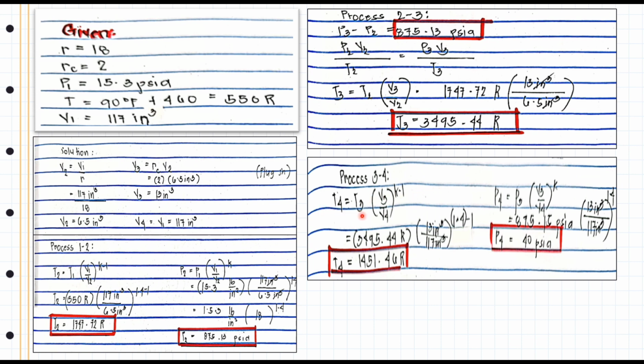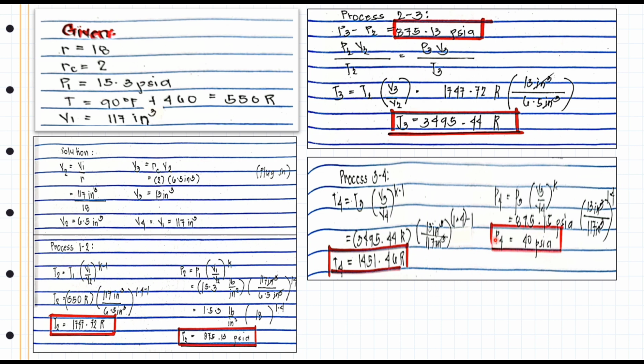For process 3-4, isentropic expansion of an ideal gas with constant specific heats, to solve for T4 we are going to use this formula: T4 is equal to T3 times V3 over V4 raised to k minus 1. So we have 3495.44 Rankine times 13 cubic inches over 117 cubic inches raised to 1.4 minus 1. So our T4 is equal to 1451.46 Rankine.